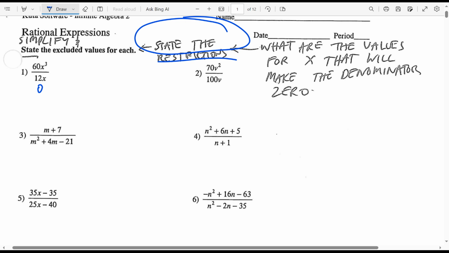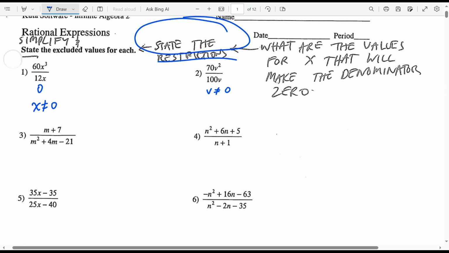Let's go that way. 12 times what would give you 0? That's what I'm asking. That's it. So x cannot equal 0 because if x was 0, it would make the denominator 0. That breaks the question or breaks the rat. Same thing with this guy here. It's 100 times v. V cannot equal 0.